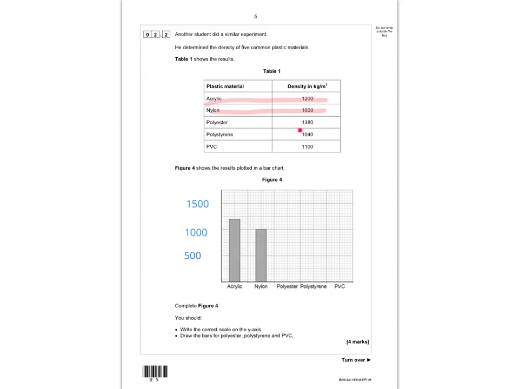The polystyrene one is at 1,040, so again you start at 1,000. Above there is 50, so the 1,040 would come in between those 2 squares, between the 1,000 and the 1,050 square, so just above the 1,000. And the final one is PVC, which is at 1,100, so that will be the second square above 1,000, because we go 1,000, 1,050, 1,100.